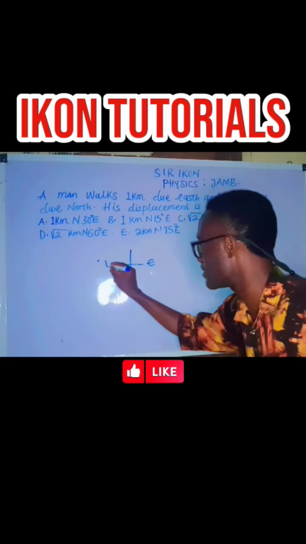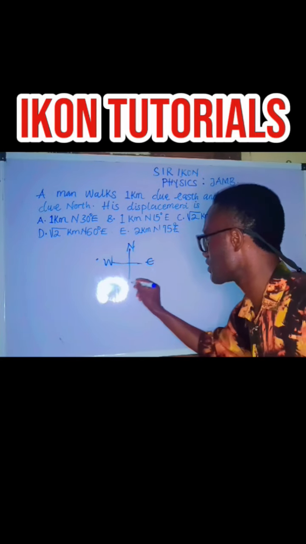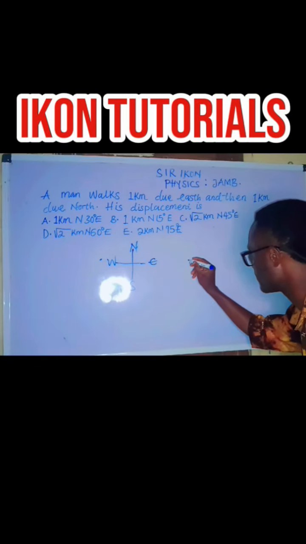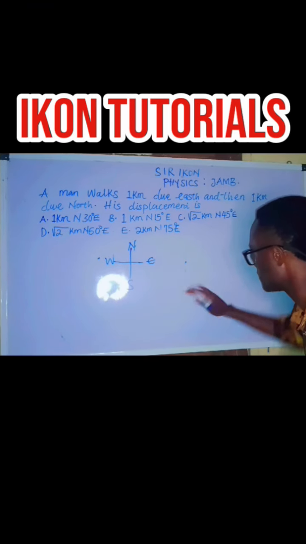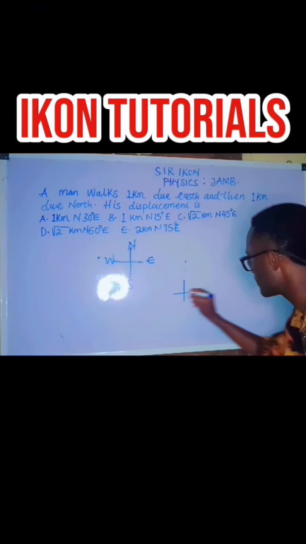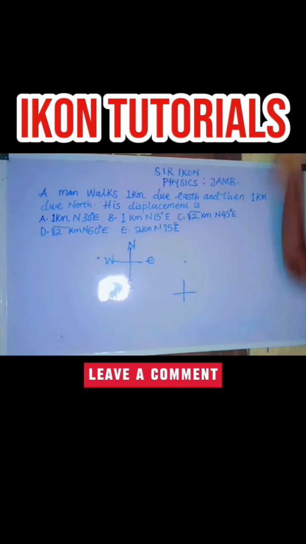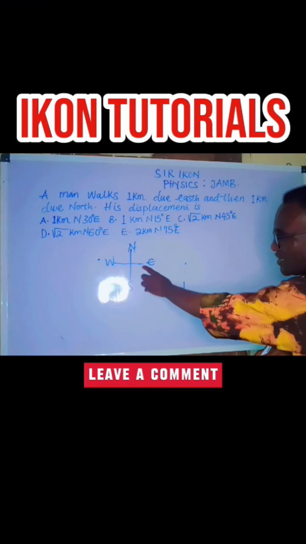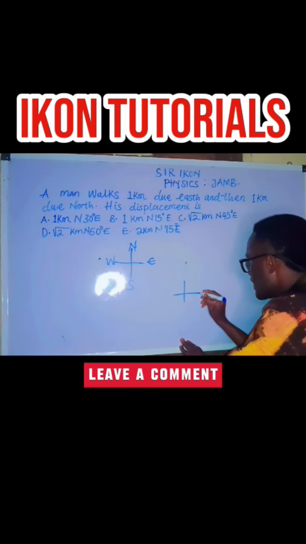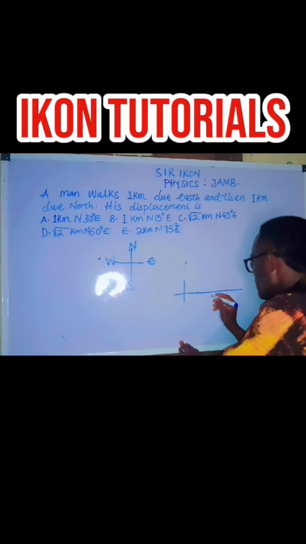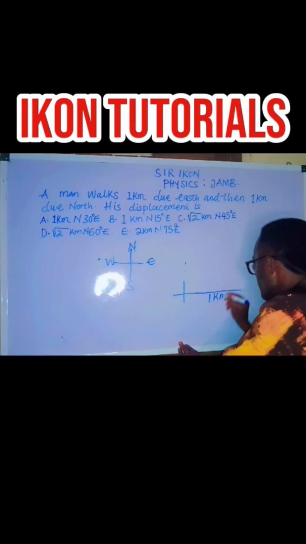This is east, west, north, and south. So let me draw my diagram here now. This is my 4 cardinal points. So let's go back to the question. It says a man walks 1 kilometer due east. Where is east? East is this side. That means I will project this line towards east. To any point at all you stop, write your 1 kilometer.